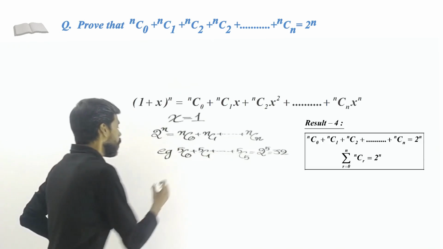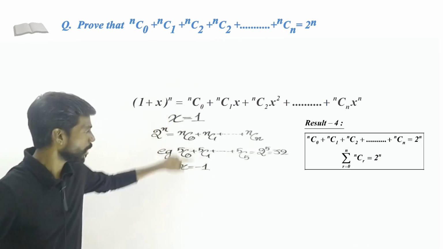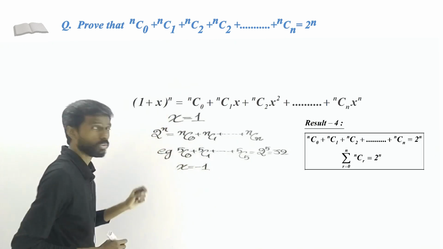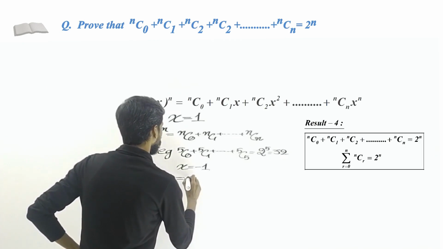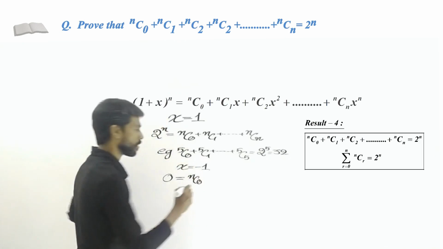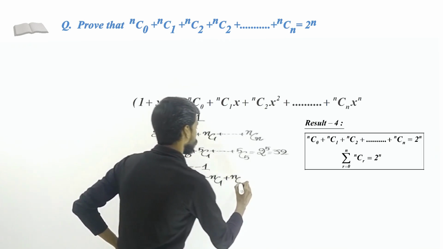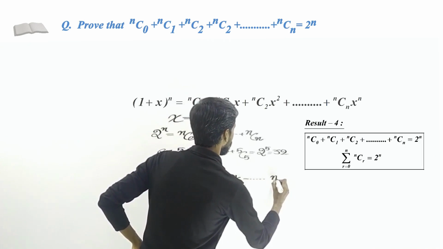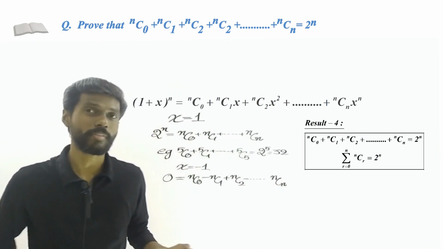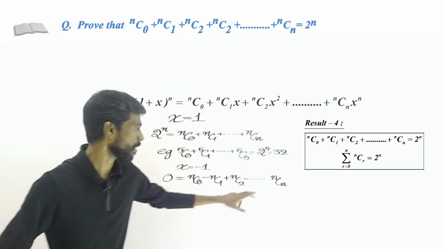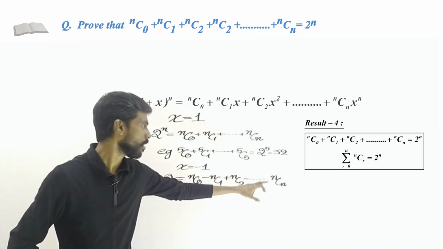Now what if you substitute minus 1 instead of 1 in place of x? Then 1 plus x, 1 minus 1, is 0. So 0 equals the first term nC0, the next term minus nC1, the next plus nC2, because x is squared, etc. The last one is nCn, which is plus or minus depending upon whether n is even or odd. For an even value it will be plus, for an odd value it is minus. You can write minus 1 to the power n if you want, but I'm just leaving it as it is.